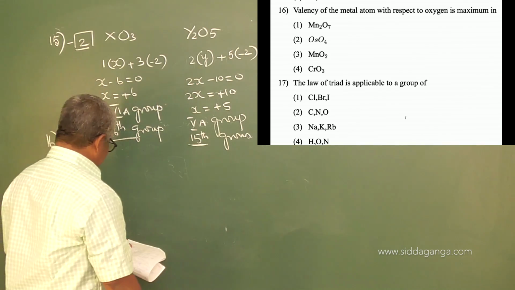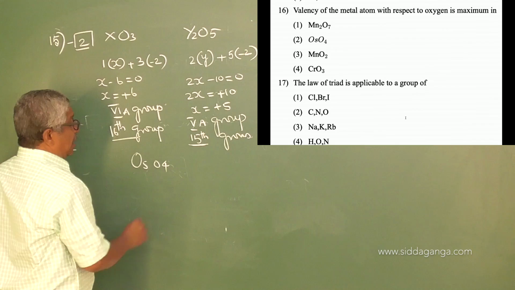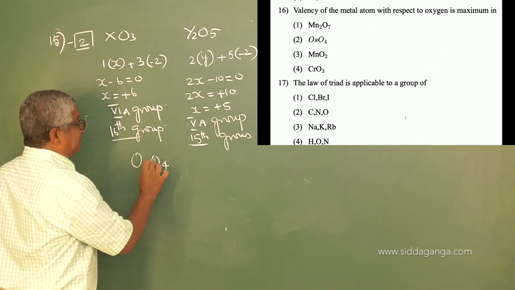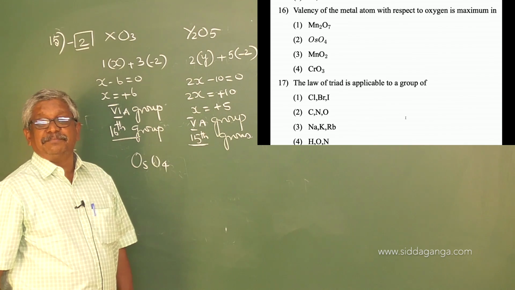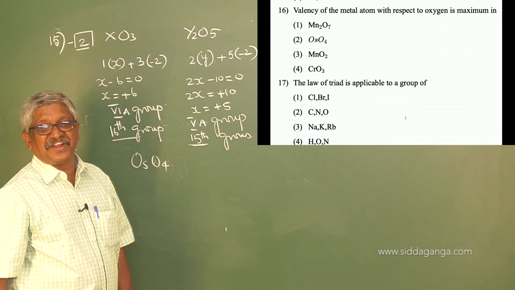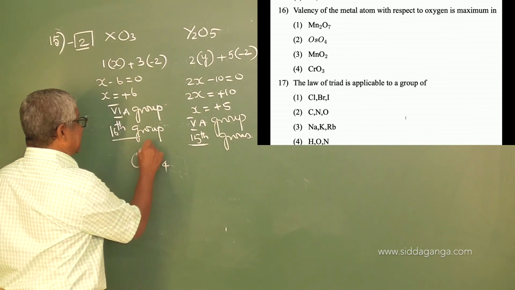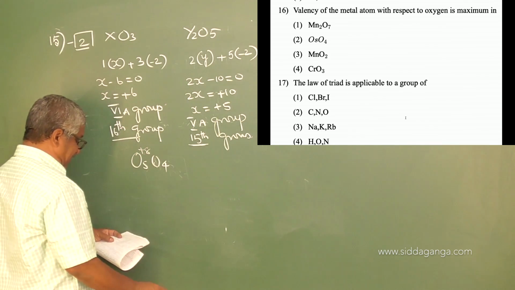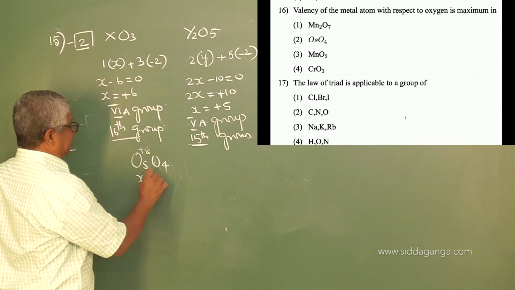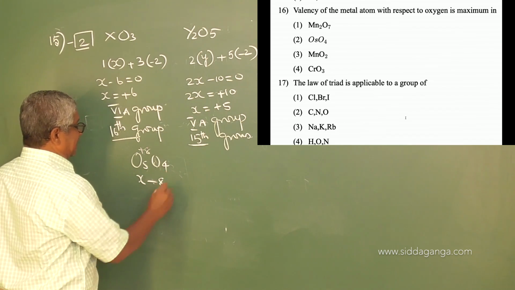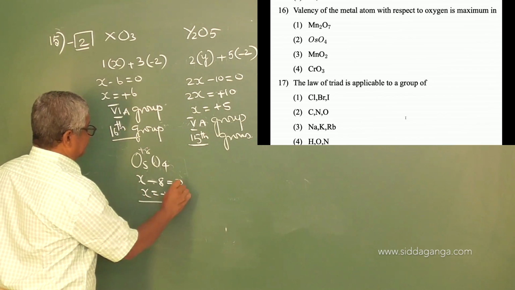Then OsO4, calculate it yourself. Consider the oxidation state of oxygen, so then valency can be identified. Valency can be identified. Osmium it is +8. How it is coming +8: valency of osmium with respect to oxygen, if we take x, this will be -8, is equal to 0. So x is equal to +8.